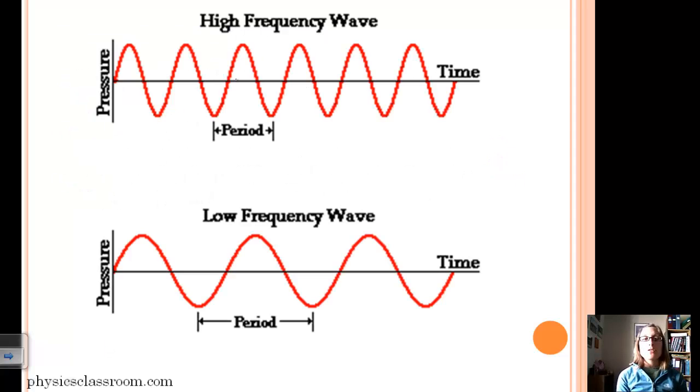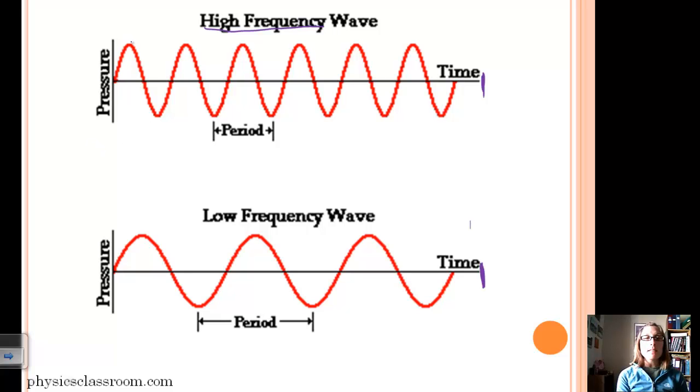Okay, so let's look at a picture of comparing frequency and wavelength and speed. So this is a high frequency wave. Okay, as you can see, we have the same amount of time for both graphs. Let's say this is a second. Okay, so in this high frequency wave, we have 1, 2, 3, 4, 5, 6 waves going by in a certain period of time. And for the low frequency wave, we have 1, 2, 3 waves. So this is less waves per same period of time.